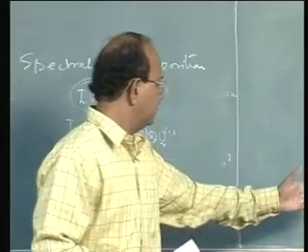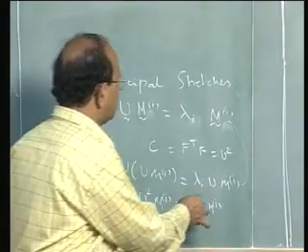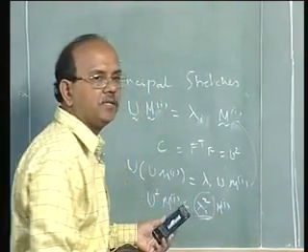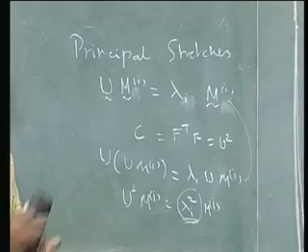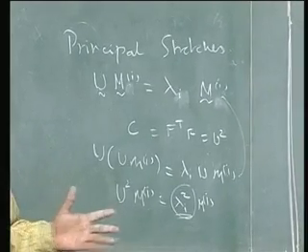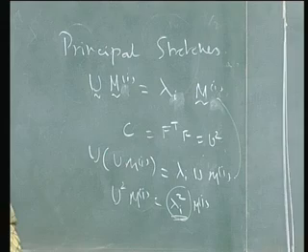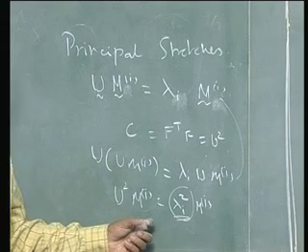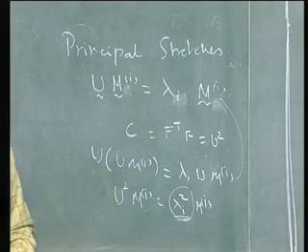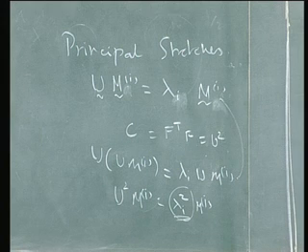Now, one of them is the principal stretch. The advantage of principal stretch is that immediately my stretch would be just a diagonal lambda 1, lambda 2, lambda 3, and they are the stretches along what are called the directions of the eigenvectors.